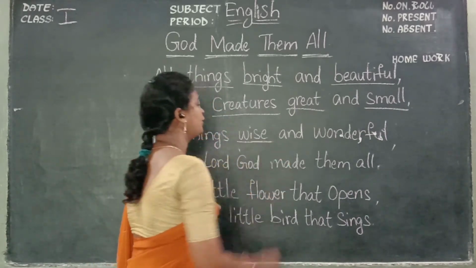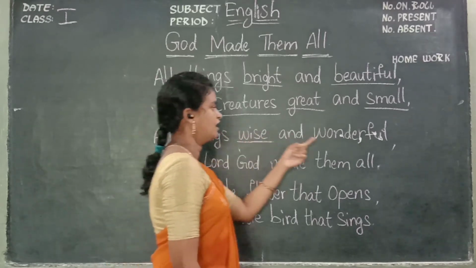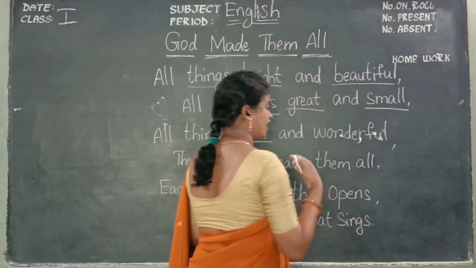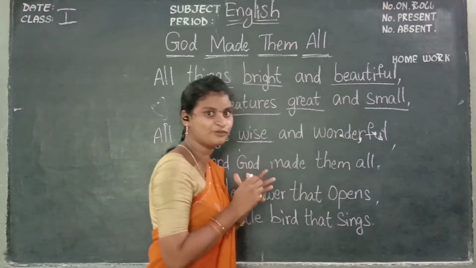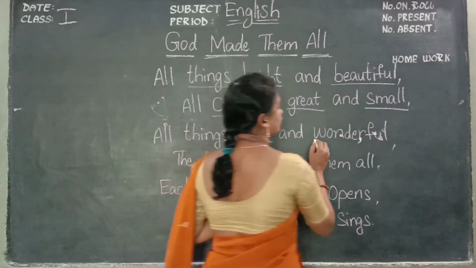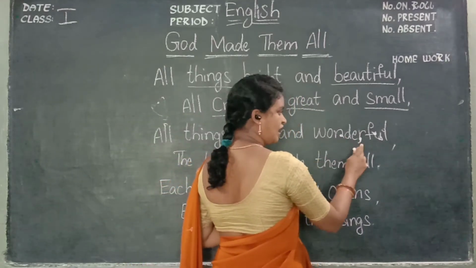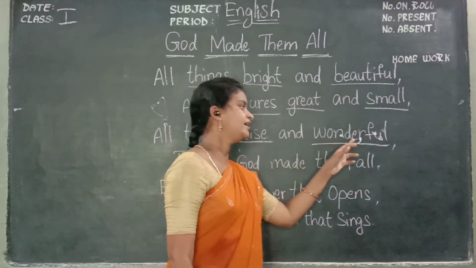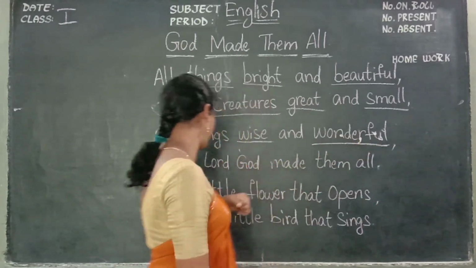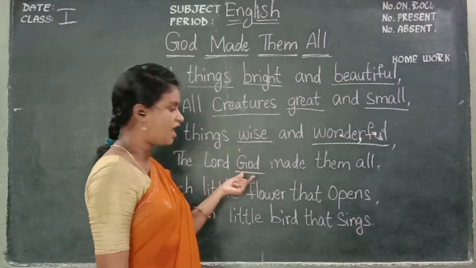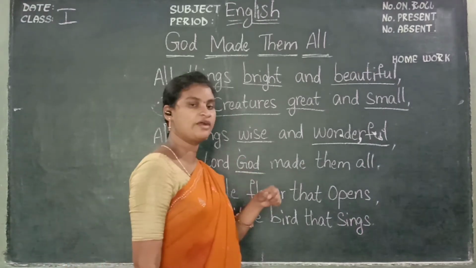See, children, wise, W-I-S-E, wise. Wonderful, what is the spelling of wonderful? The nature is very wonderful, wow, wonderfully. W-O-N-D-E-R-F-U-L, wonderful.